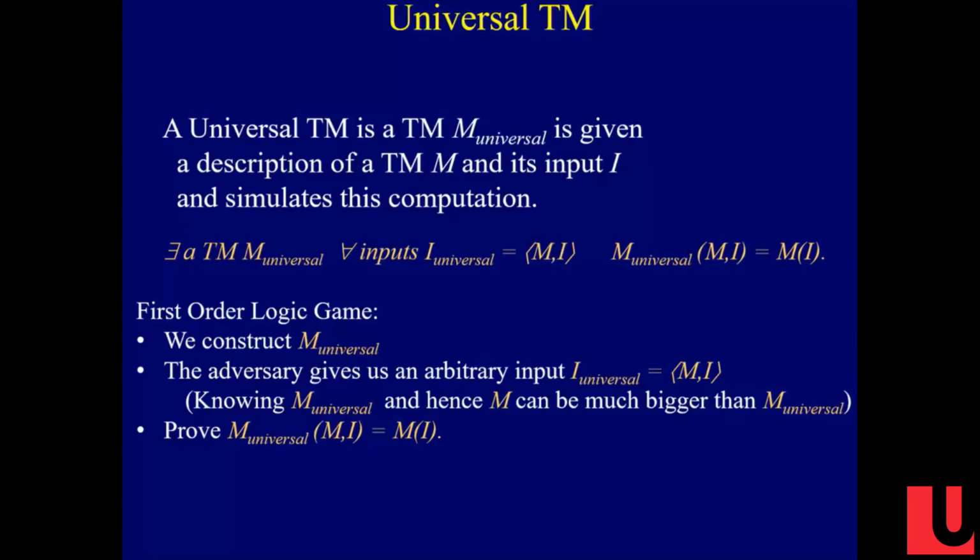And the reason it's hard is because when I construct my universal Turing machine and I give it a million states, the adversary is going to give me a Turing machine M that has a billion states. So my Turing machine, the finite state control, can't even know what state it is in. Does that make sense?